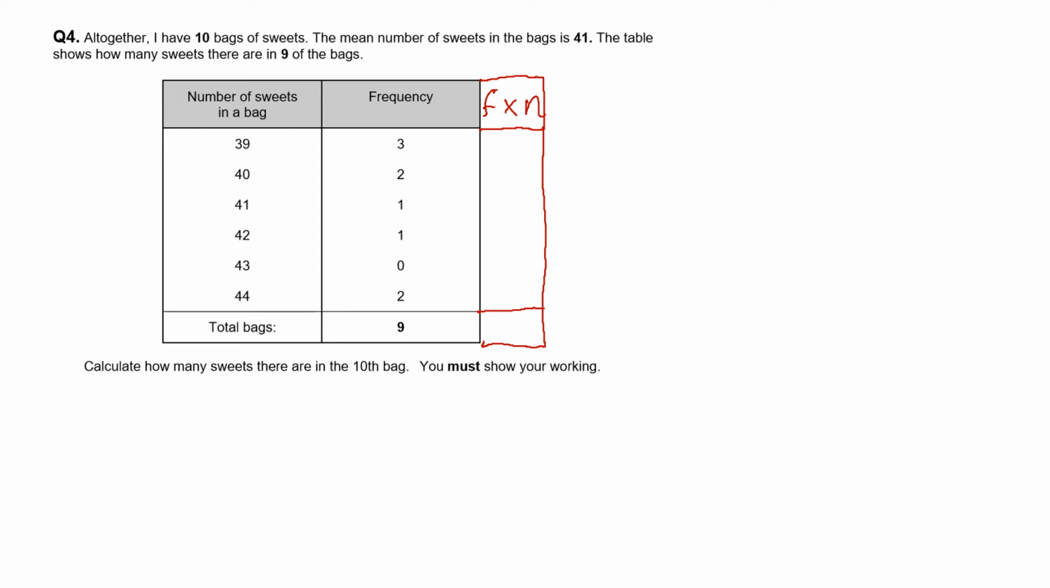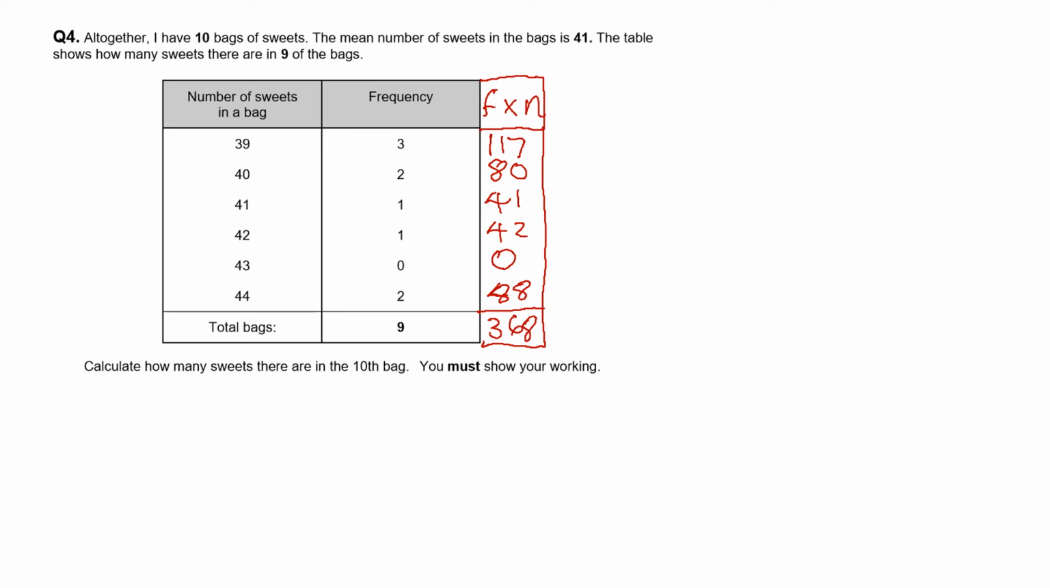So we have 117, 3 times 39 was 117. We've got 2 bags with 40 in, so that's 80. We've got 1 bag with 41 sweets. We've got 1 bag with 42 sweets. We have 0 bags with 43, so that's 0 sweets. And we've got 2 bags with 44 sweets, which is 88 sweets altogether there. And if we then add up these values, we will get a grand total of 368.